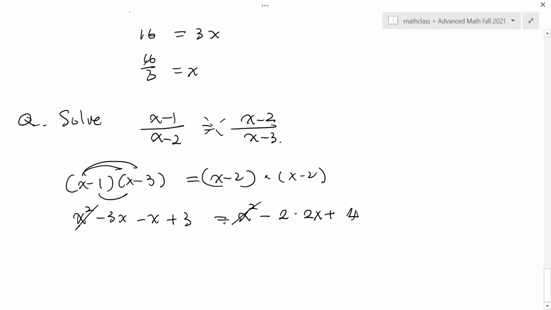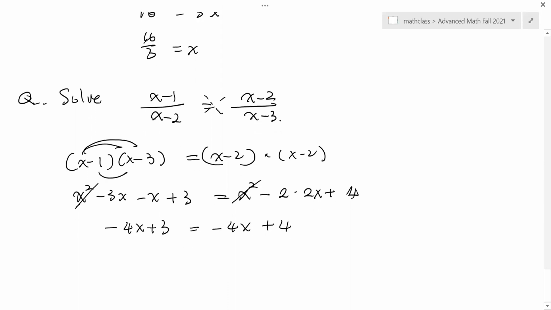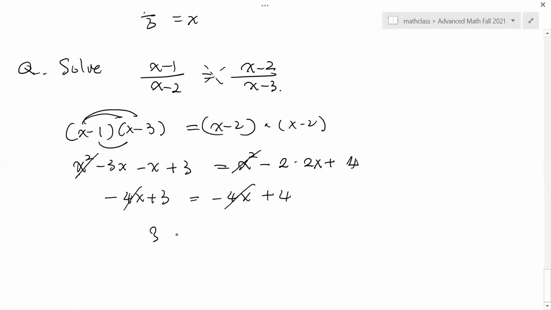So x squared is gone, both sides the same. So you get negative 4x plus 3 equals negative 4x plus 4. Wow, you have the same negative 4x here. So negative 4x canceled out. So you get 3 equals 4. That's impossible. What does it mean impossible?